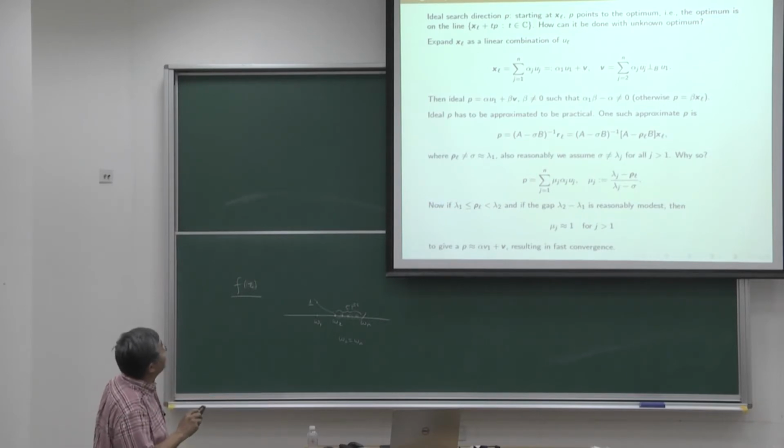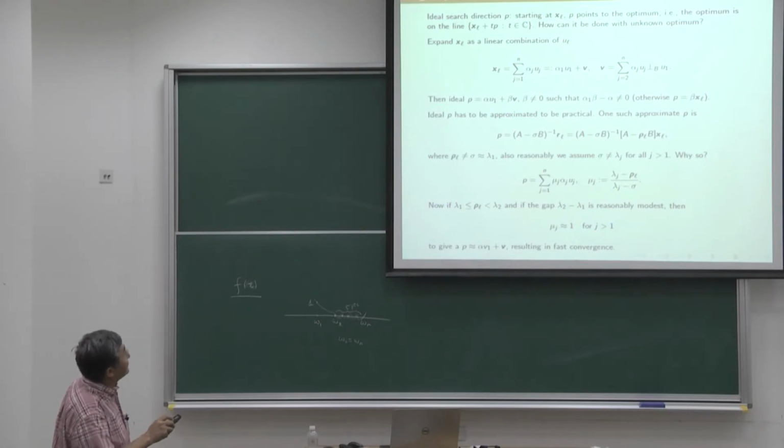Well, let's look at the following. We can expand x_l in the eigenvectors of the problem, which are u_j. So the u_j span the whole space. So you can do the expansion and take the first term out, alpha 1 u1, because u1 is something we are looking for, plus the rest that we call v. v is the rest of the vector, which is orthogonal to u1. Okay, if v equals 0, then we're done.